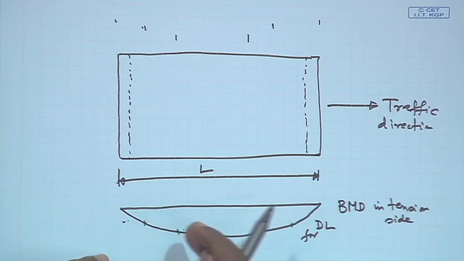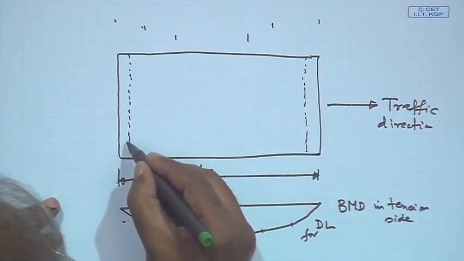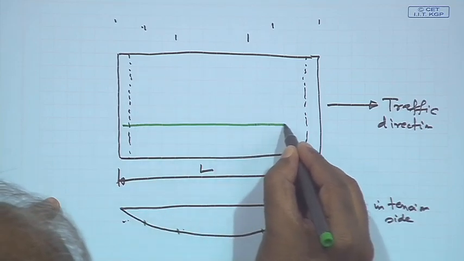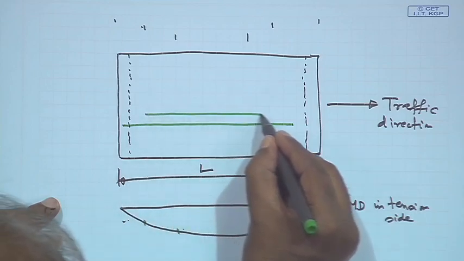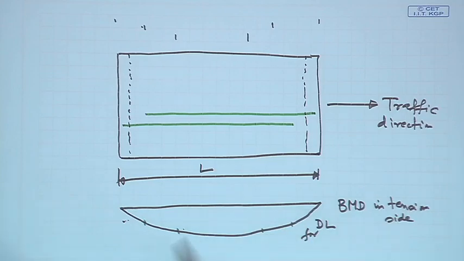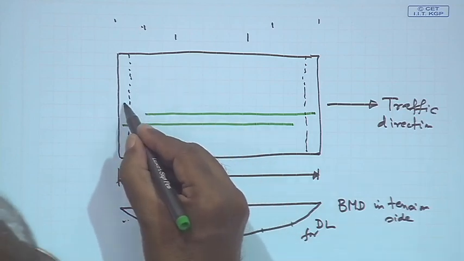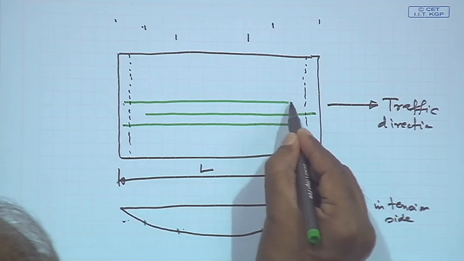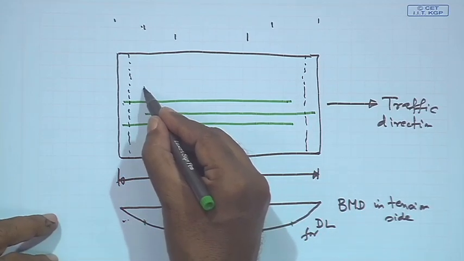Alternatively, you can make only one curtailment, that means here, very interesting thing, this reinforcement I shall provide, say, up to this, and the alternate reinforcement will go the other side. That means both bars have the same length, only it is staggered, one is coming this way, and the next bar will go like that and the other bar will go like that.